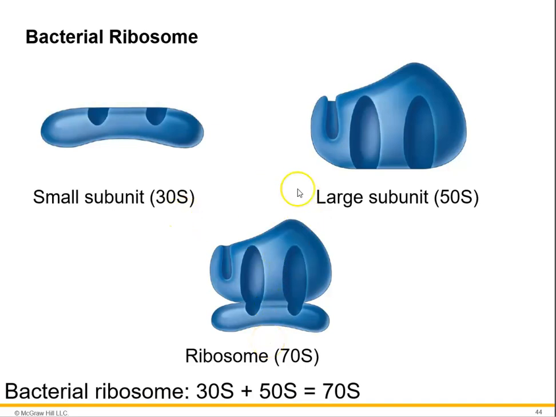And these numbers are not additive necessarily, because when you put the small subunit and the large subunit together, the sedimentation is going to depend on the density of this molecule, on the shape of this molecule, etc. So that's why these numbers don't add up. What you need to remember is that the bacterial ribosome is 70S, and you need to know the designation of each subunit. So the small subunit is 30S, and the large subunit is 50S.